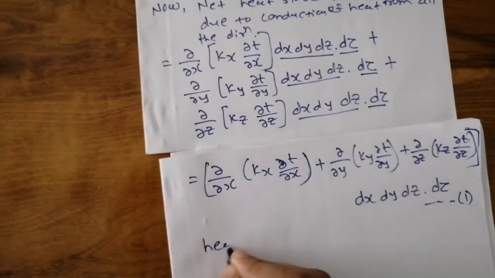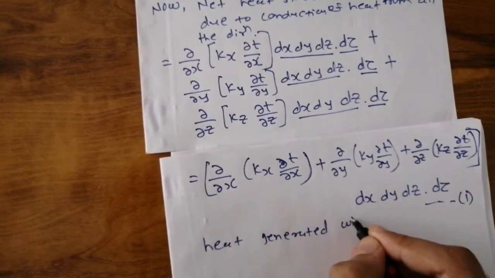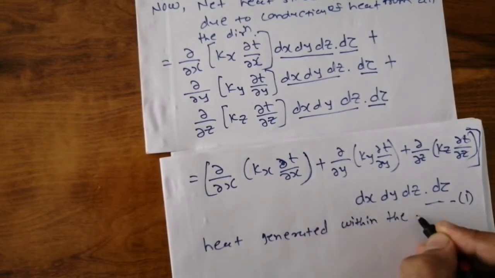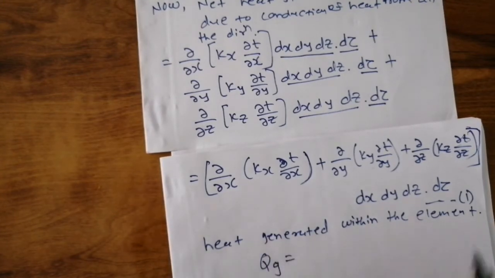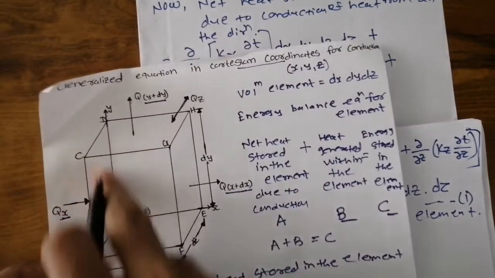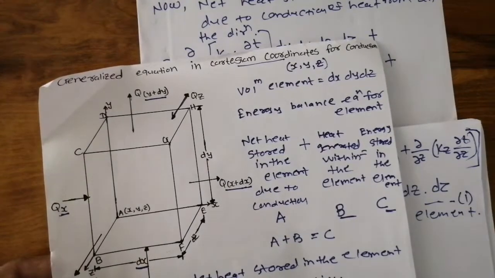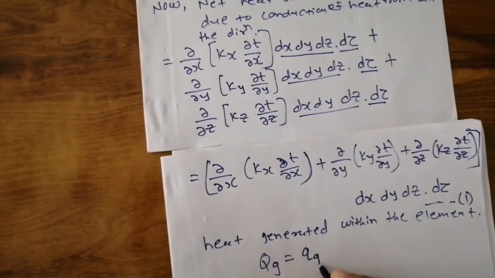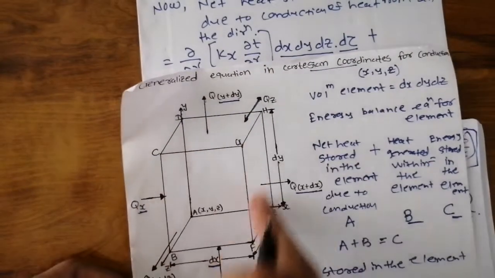Heat generated within the element. This is our part B. So how will it be considered? Qg is equal to, with the same time interval del tau. So how much energy is stored in this element in unit time del tau? It will be considered by Qg into the control volume of that element. So how will the volume of that element be considered?